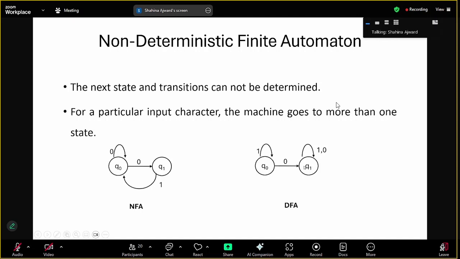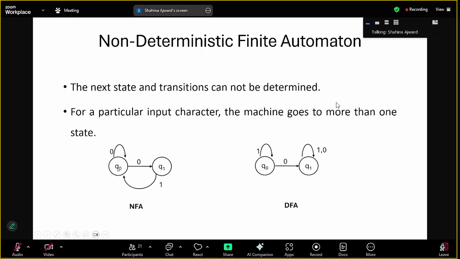Similarly, if it is in Q1 and it receives input symbol 1, it will be self-looping. The same thing happens for 0. So for both 1 and 0, it's a self-loop. Here we don't see any multiple states for one input symbol. For 0, only one state. For 1, only one state. And also all the input symbols are defined. So 1 is defined, 0 is also defined.